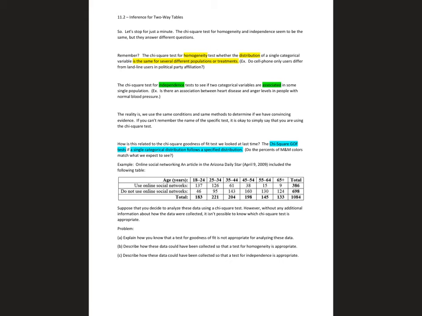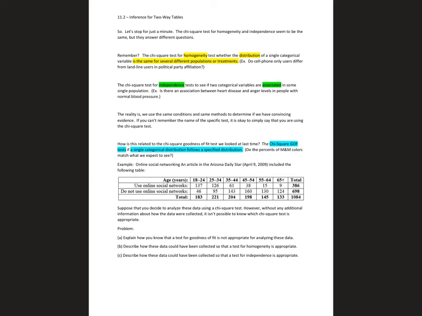The reality is we use the same conditions and same methods to determine if we have convincing evidence. If you can't remember the name of the specific test, it's okay to simply say that you're using a chi-squared test. How is this related to the chi-squared goodness of fit test we looked at last time? The chi-squared goodness of fit test asks whether a single categorical distribution follows a specified distribution.